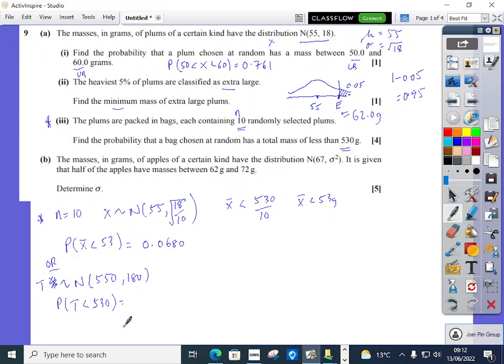Are we okay with that one? Don't forget to square root that. 180 has to be square rooted, because that's the variance. Always, that's the variance. When you put it in the calculator, this is always given as normal distribution mu, and this is variance. So you must root it. Always given like that, unless it states otherwise.